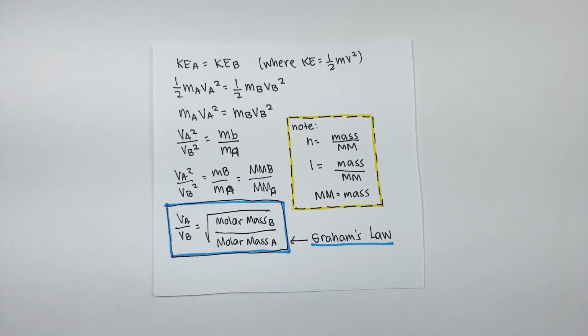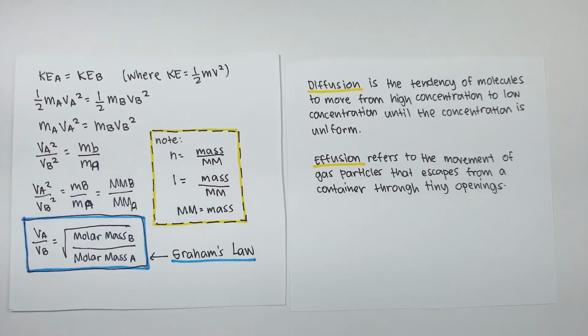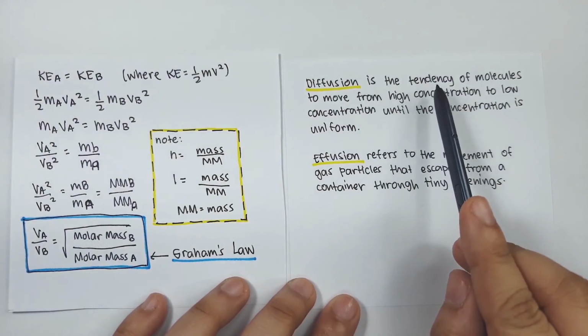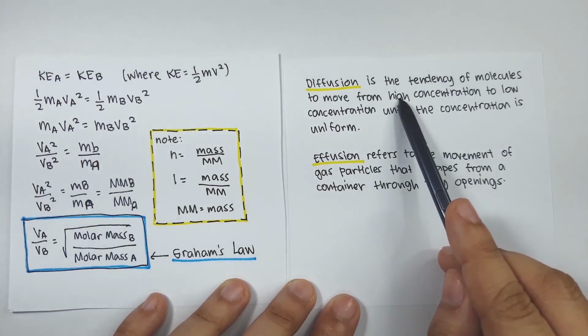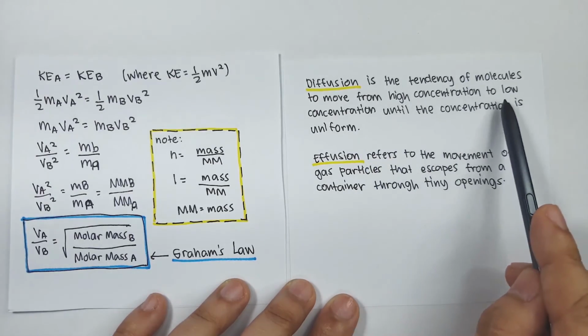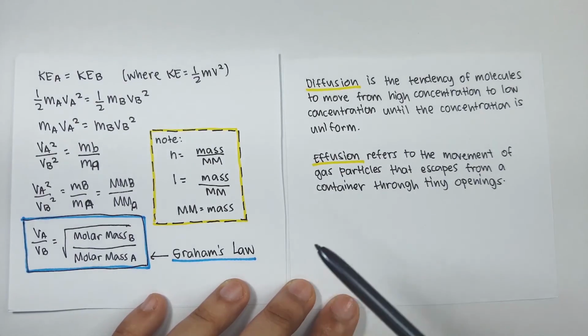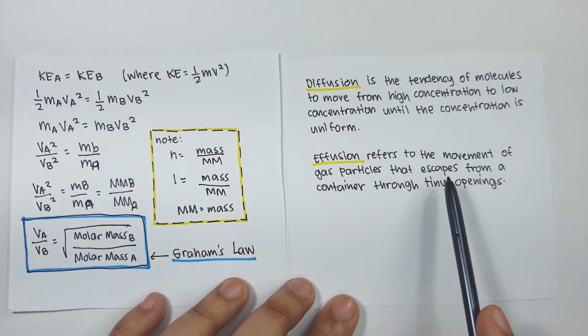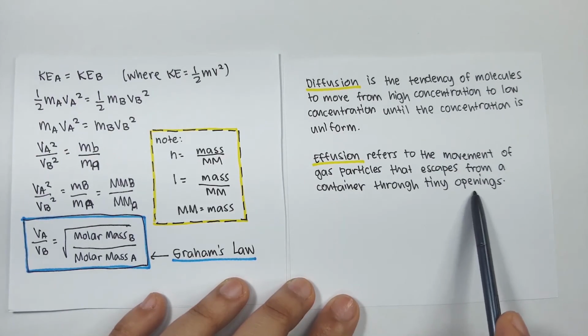And usually, ito na equation, ginagamit ito sa mga problems ng rate of diffusion or effusion. So, quick definition of terms lang. When we say diffusion, this is when yung molecules go from high concentration to low concentration until it reaches uniform concentration. While sa effusion naman, it is when particles escape through holes or tiny openings.